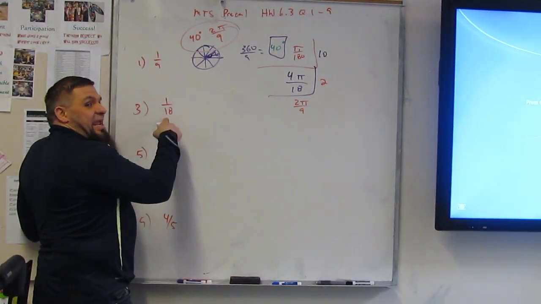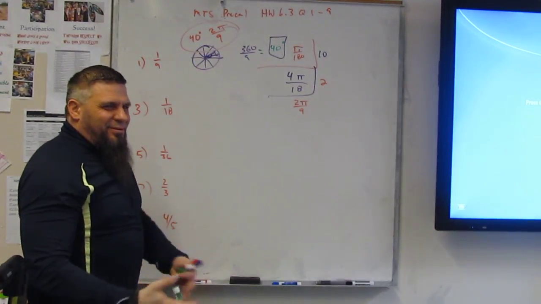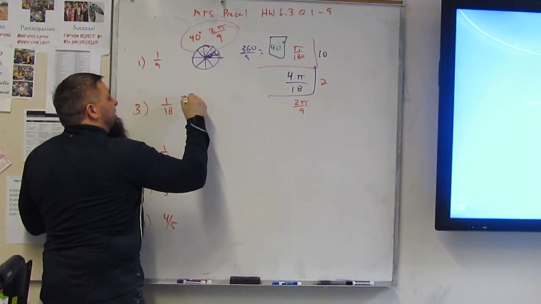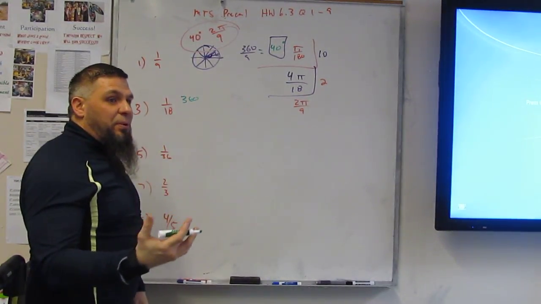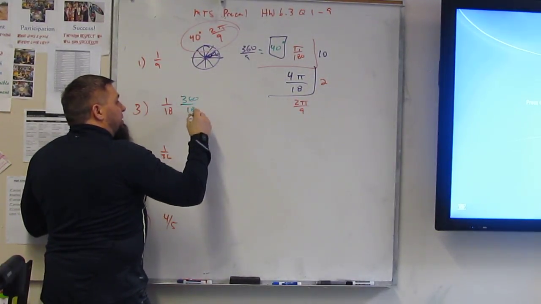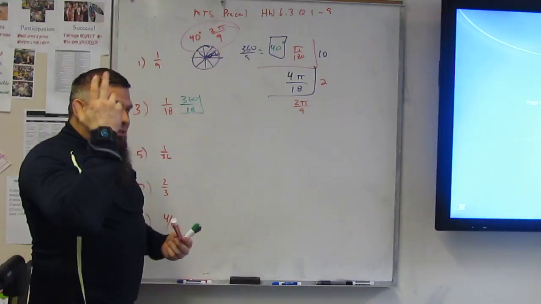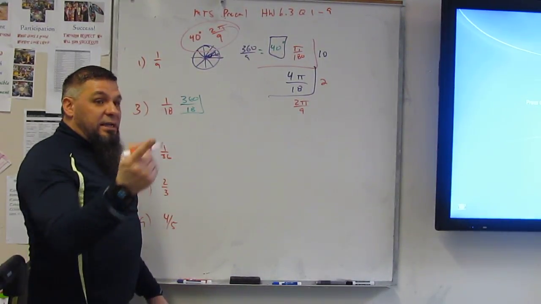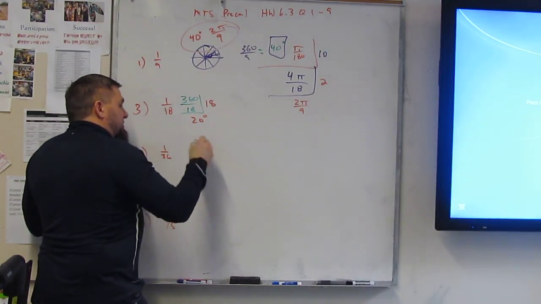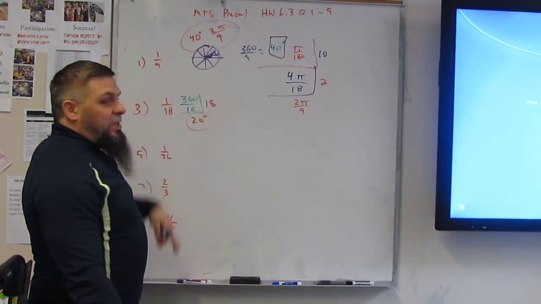Okay. So then 1/18 of a circle, same thing. I don't have to make the circle design anymore, because that's just ridiculous. I'm going to take that 360 and break that up into 18 pieces. So it's really 360 over 18. What goes into 36 and 18? 18 goes in 2 times. So we're at 20 degrees. Pretty easy, yeah?